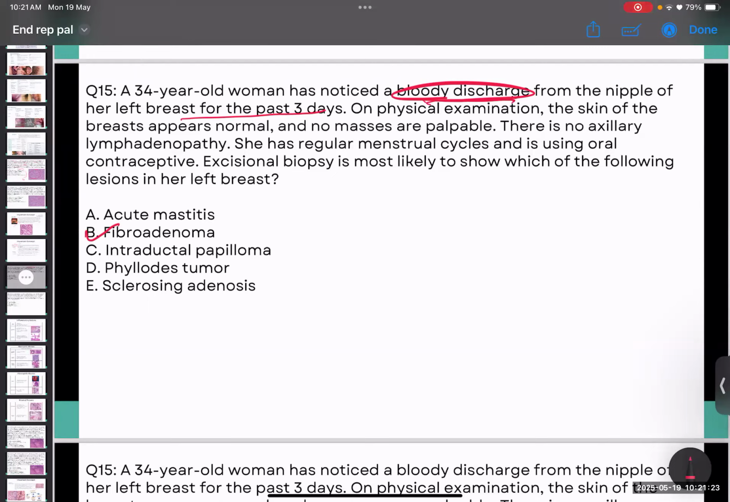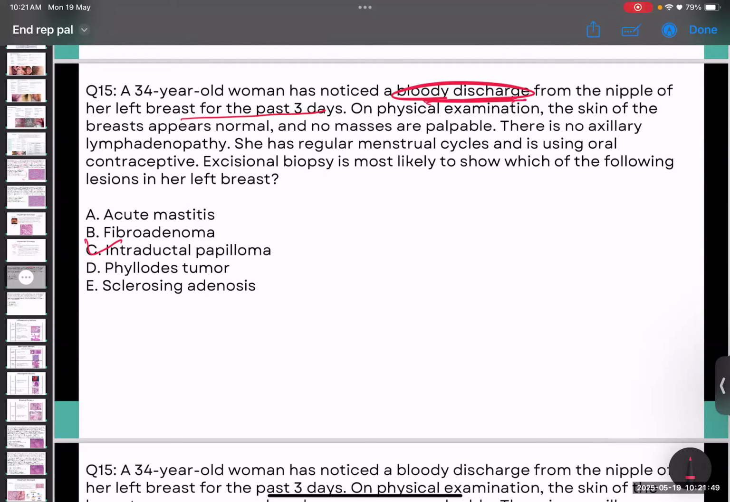Acute mastitis, she would be breastfeeding. She's not breastfeeding. Intraductal papilloma would present with discharge. Sorry, I said fibroadenoma earlier, but fibroadenomas will not present with discharge. They're going to present with a mobile mass. But this is an intraductal papilloma because of the bloody discharge.